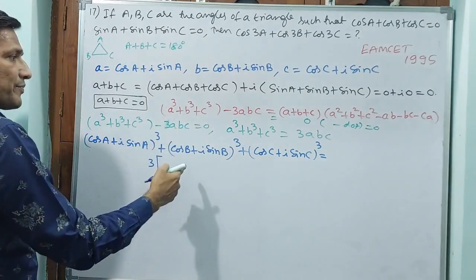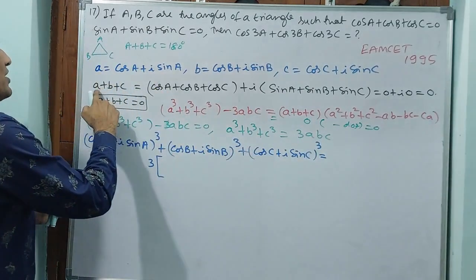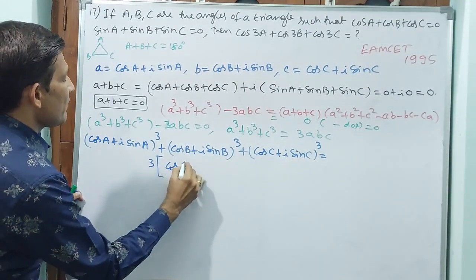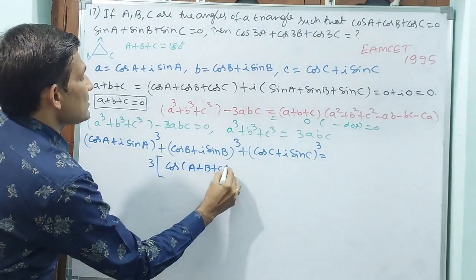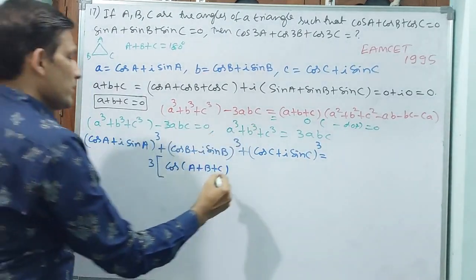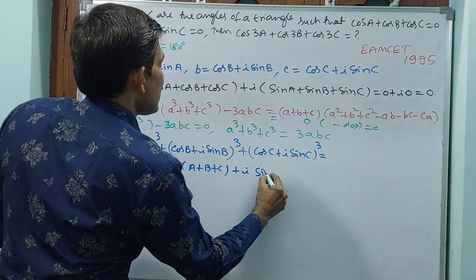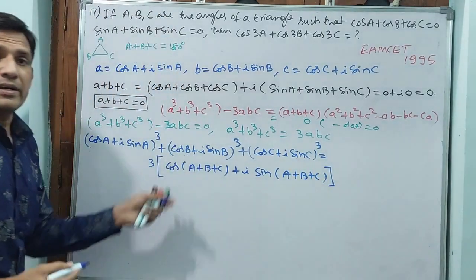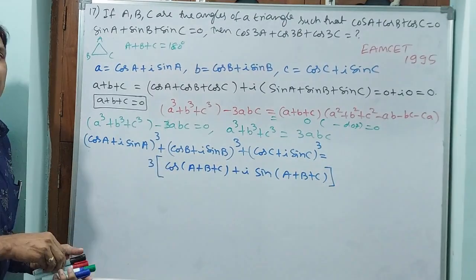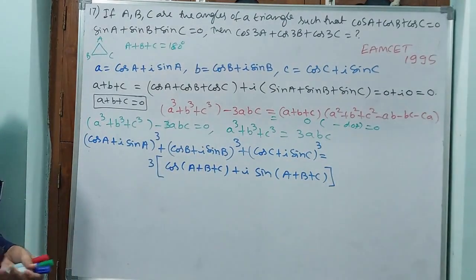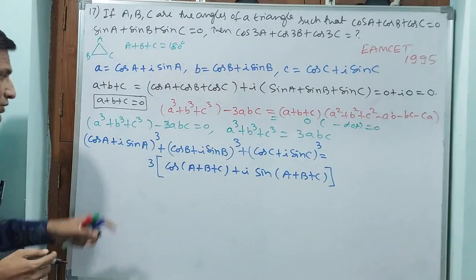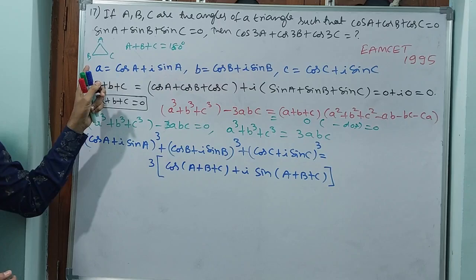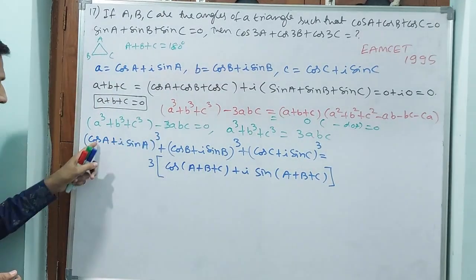See what I am writing. 3abc means A into B into C. When I am doing like this, I can write cos of (A plus B plus C) plus i sin of (A plus B plus C). Shall I write like this? Definitely I can write this. Why? Because this is a complex number property. That's all. Now proceed further. You apply De Moivre's theorem now. Why? Because in the last question I have not done De Moivre's theorem. This question you have to do. That is why you apply De Moivre's theorem.